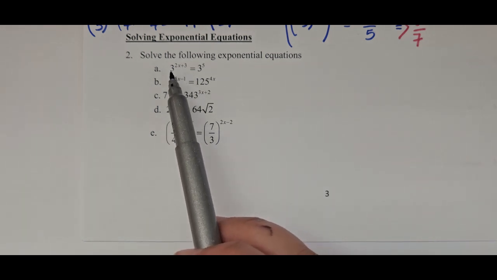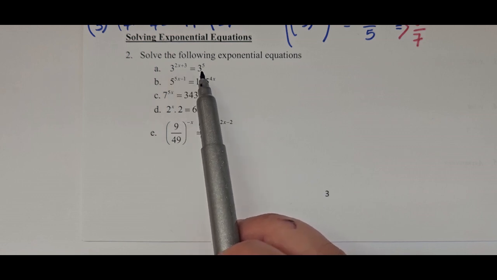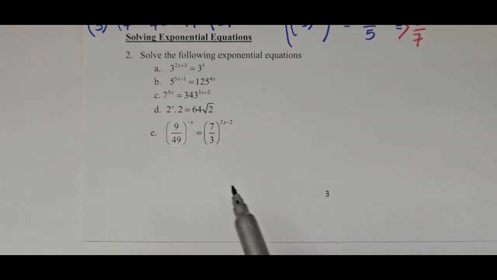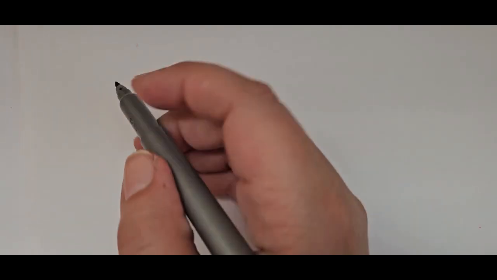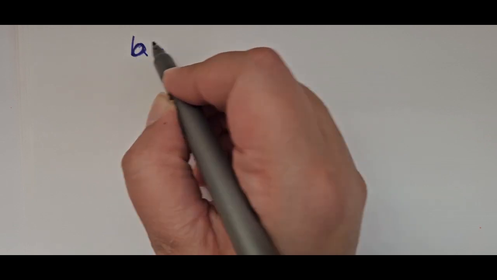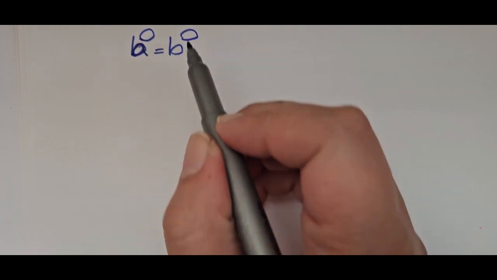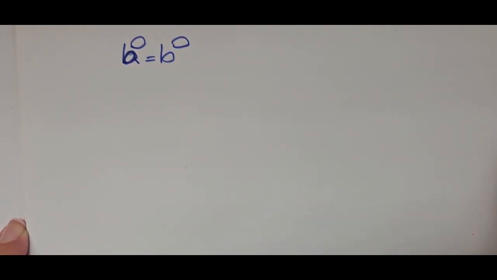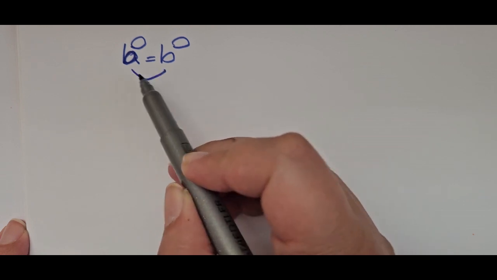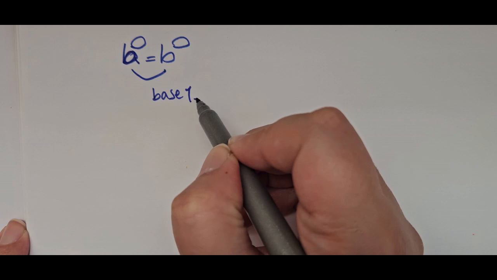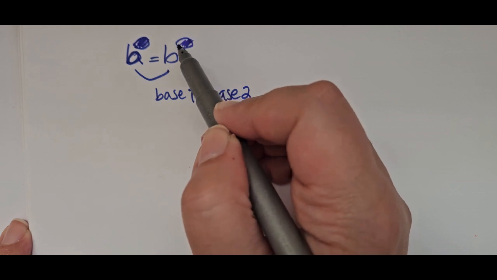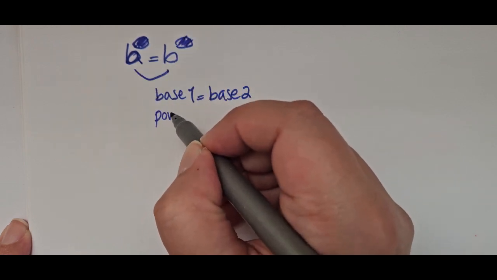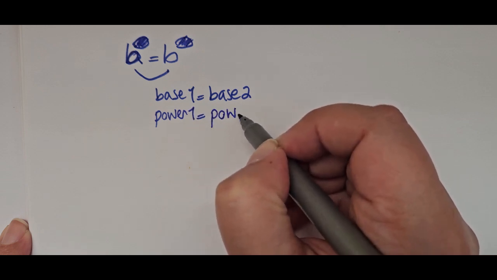So the first one, 3 to the power 2x plus 3 equals 3 to the power 5. So remember what we told so far about the exponents. In the exponents, you have a base and an exponent, or a power. When you want both sides to be equal, both of the bases must be equal. So base 1 must be equal to base 2, and the power 1, or exponent 1, must be equal to power 2.